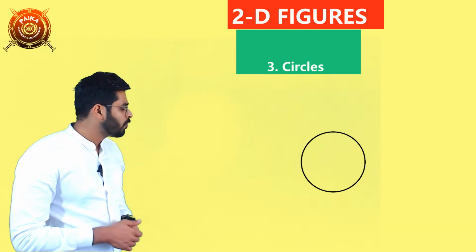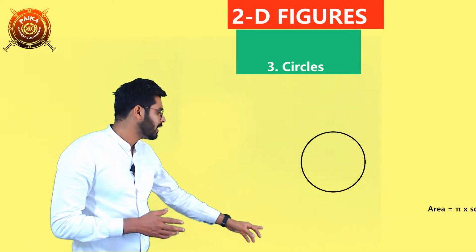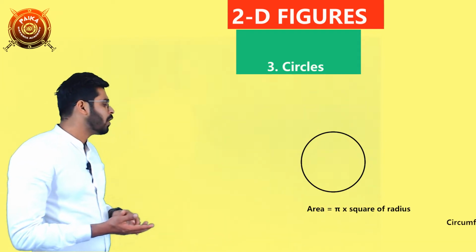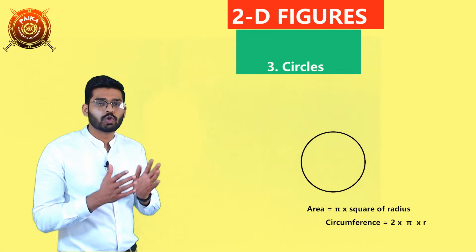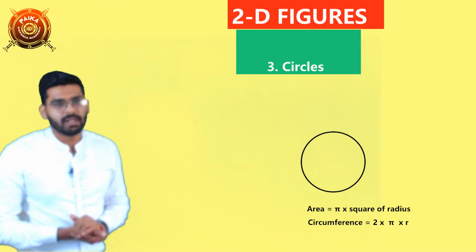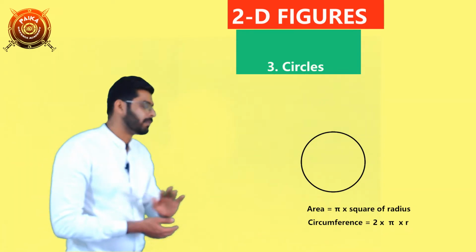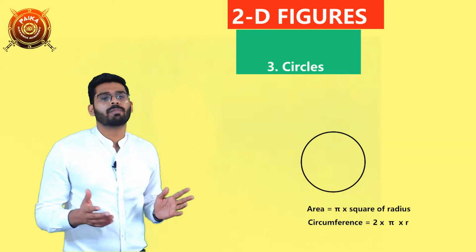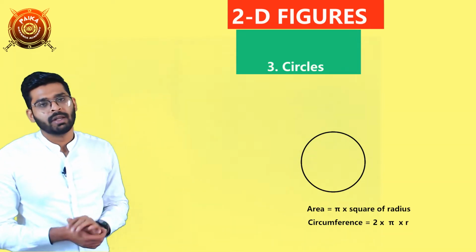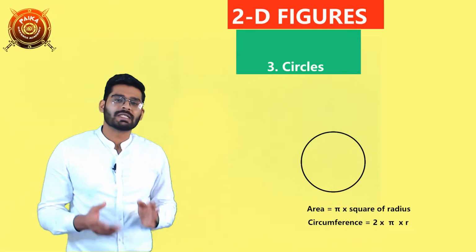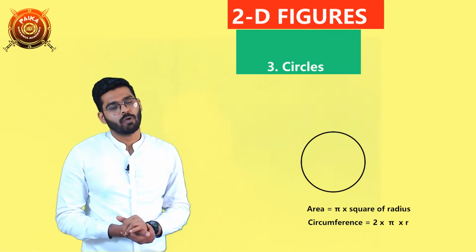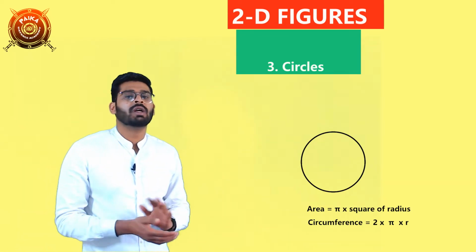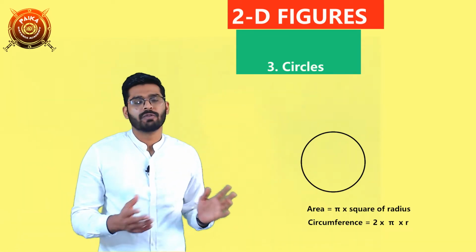But if you have to find out the area of a circle, then the formula is pi r square. And if you have to find out the perimeter, which is also known as circumference of the circle, that is equal to 2 pi r. Here r is radius of the circle and the value of pi, you all are aware of, that is 22/7 or 3.14.